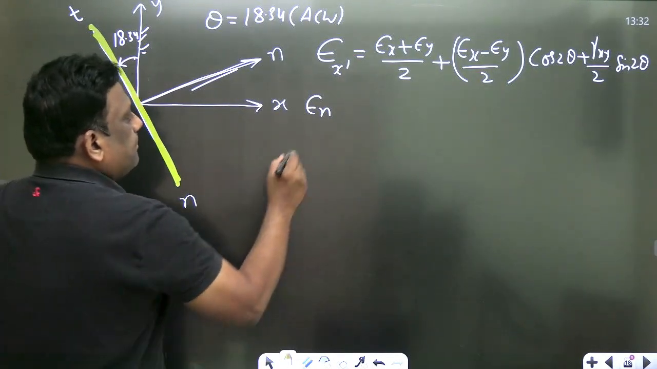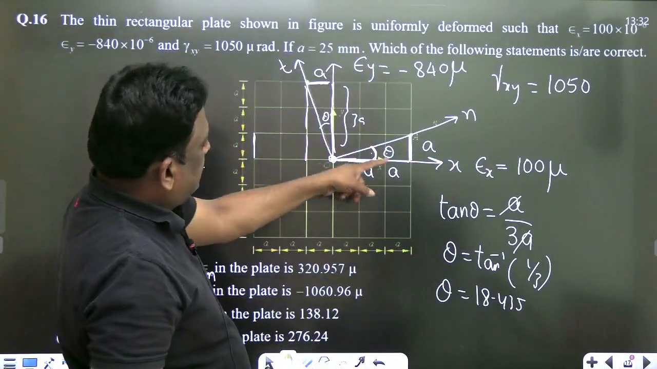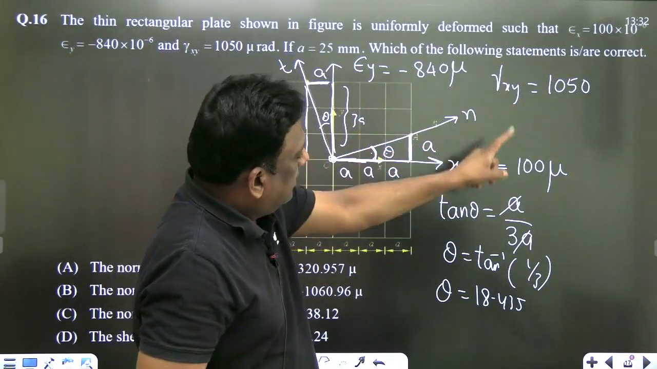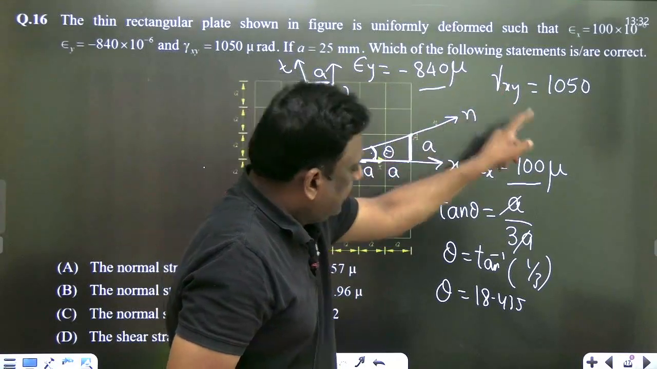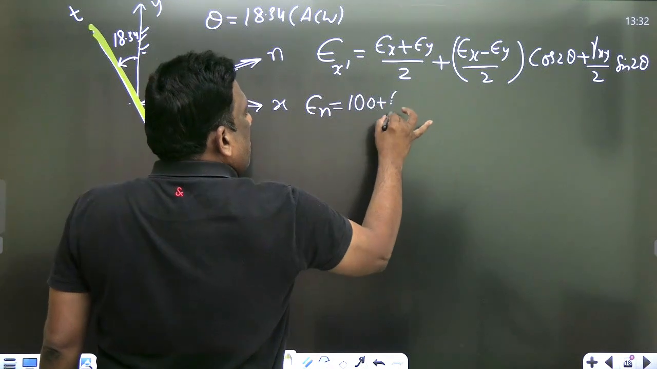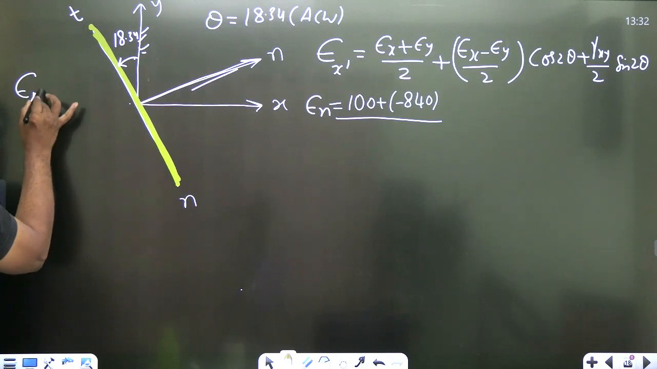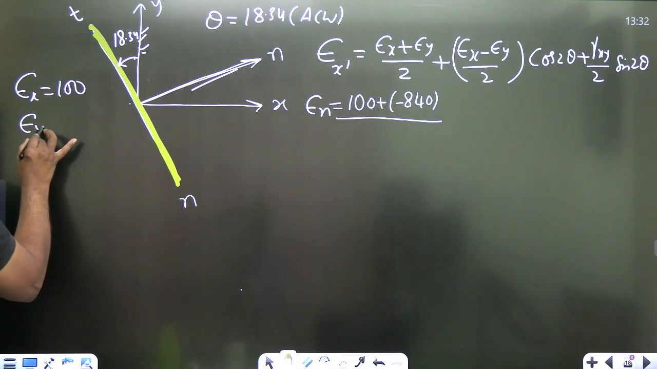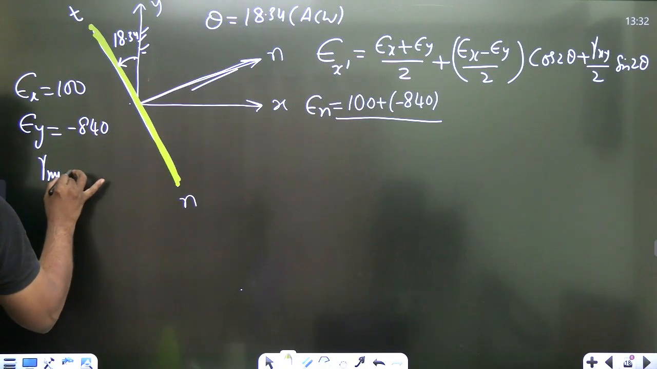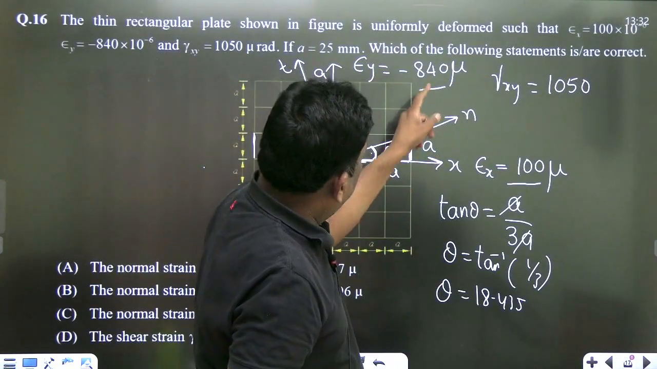Now look, already epsilon x is given. Let me check. Epsilon x is 100. Epsilon y is minus 840. Gamma xy is 1050. All are in microns. Epsilon x is 100, my dear students, epsilon y is minus 840 and gamma xy is 1050. Let me check once, sir. 100 minus 840, 1050 minus 840, 100.